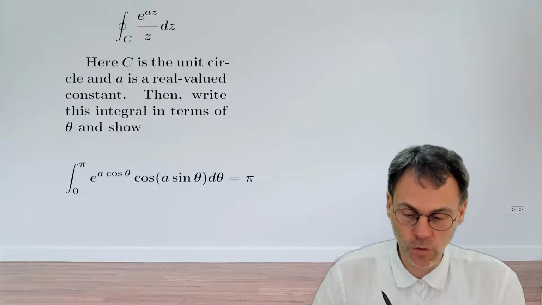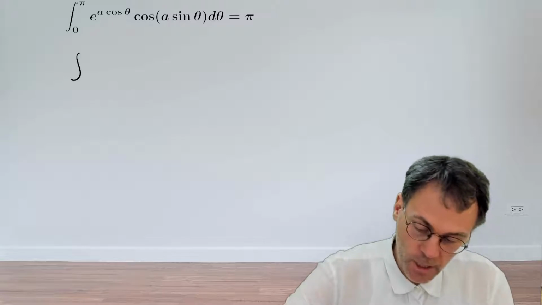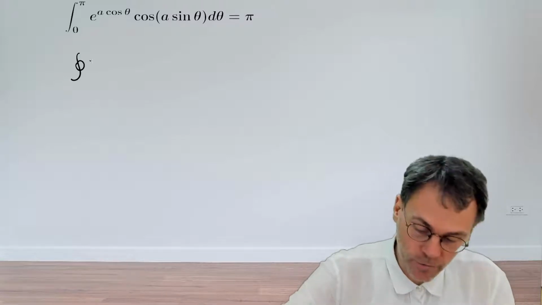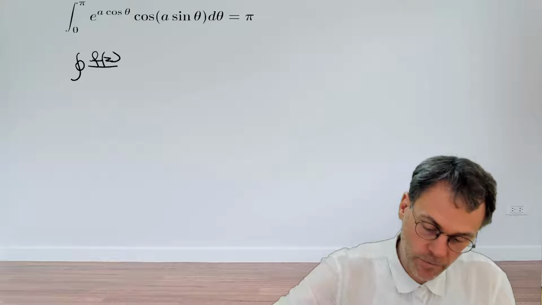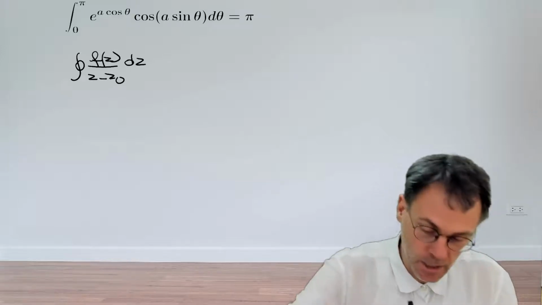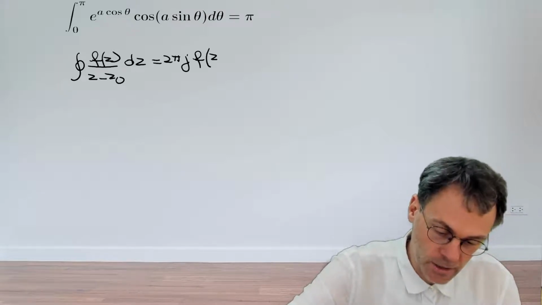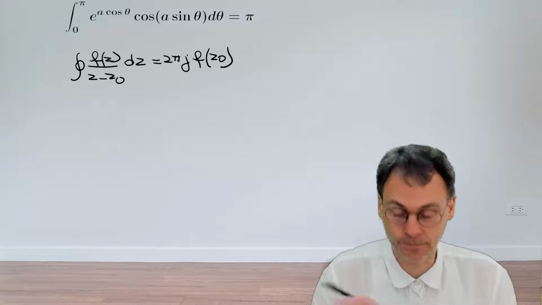Let's first do Cauchy's formula. So Cauchy's formula, as a quick reminder, is that if you have a holomorphic function f of z, then the integral of f of z divided by z minus z naught dz is equal to 2 pi j times the function evaluated in that point z naught.